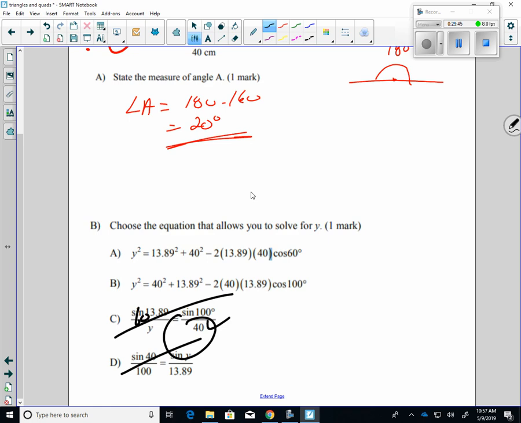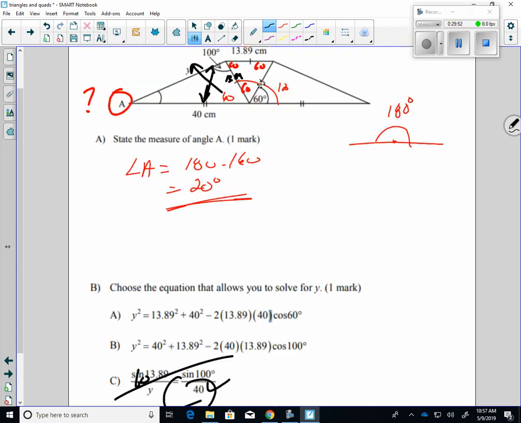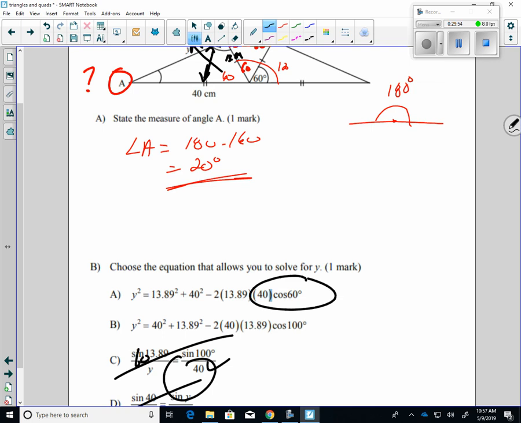Sorry. So it's going to be one of these. I got the two sides. Oh, this is right. Remember, it's two sides and the angle between them. Oh, it's the 60, right? It's that one. Yeah, it's the 60 equation.